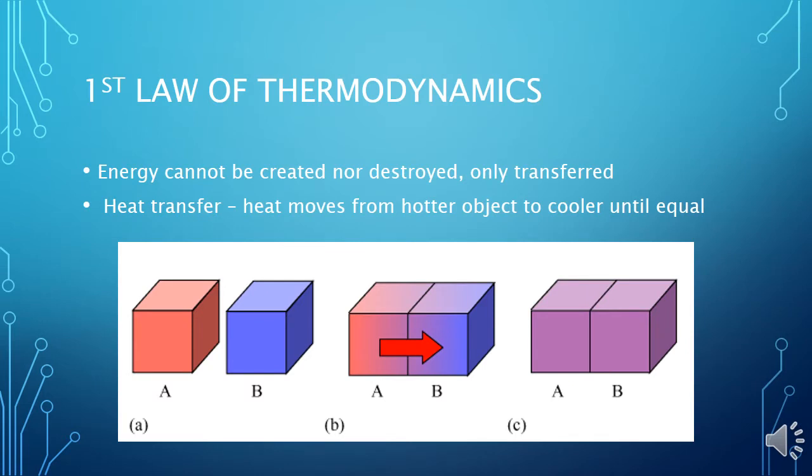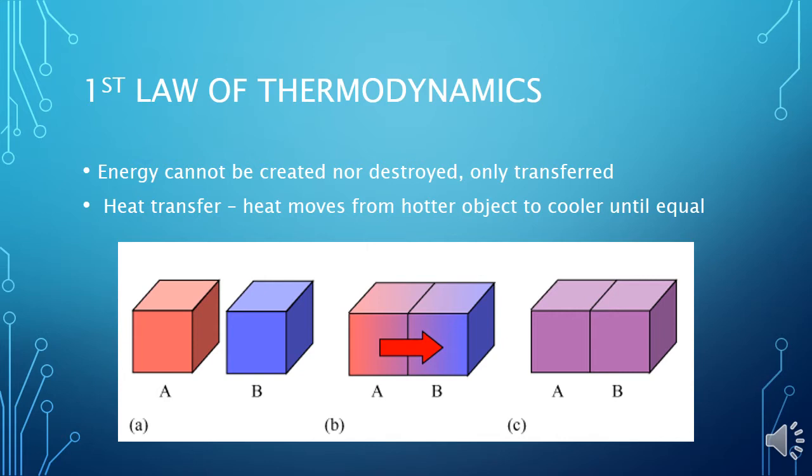Okay, and our first topic today is the first law of thermodynamics, which is the law of conservation of energy that states that energy cannot be created nor destroyed, only transferred. So thermodynamics is an interesting branch of physics that deals with the relationships between heat and other forms of energy. And our first law, again, is the principle of conservation of energy that states that the total energy in an isolated system is constant. Energy can be transformed from one form to another, but it cannot be created, it cannot be destroyed. It can only be transferred.